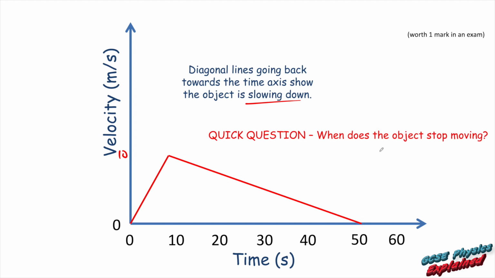So a common question would be, when does the object stop moving? Well, the object would stop moving at 50 seconds, because at 50 seconds, that's when the velocity got back down to 0, didn't it? All right.